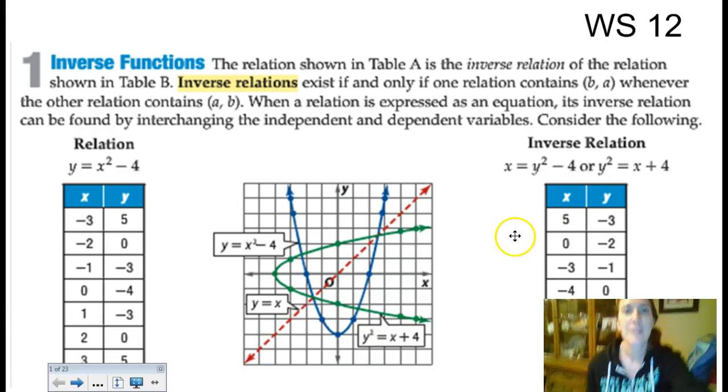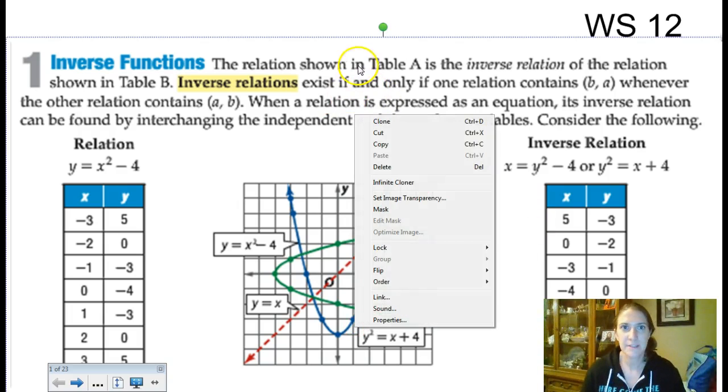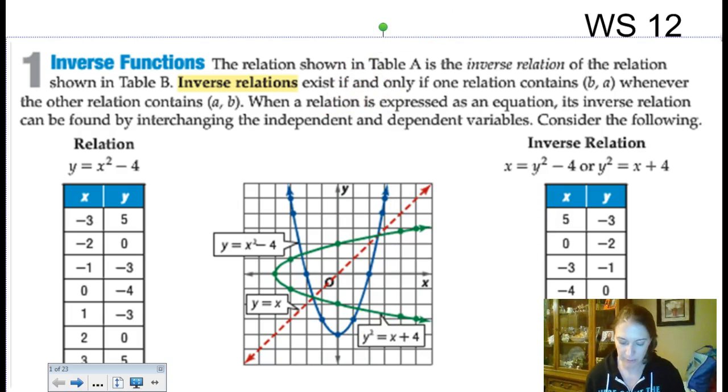There we go. So this graphic is from our textbook, and it says the relation shown in Table A is the inverse relation of Table B. So one thing you might remember from algebra is that the domain and range switch for inverse functions, and basically an inverse function is the exact algebraic opposite of the original function. So where one would add, the other one would subtract, and vice versa. So since domain and range switch, that's because the x's and y's have switched.